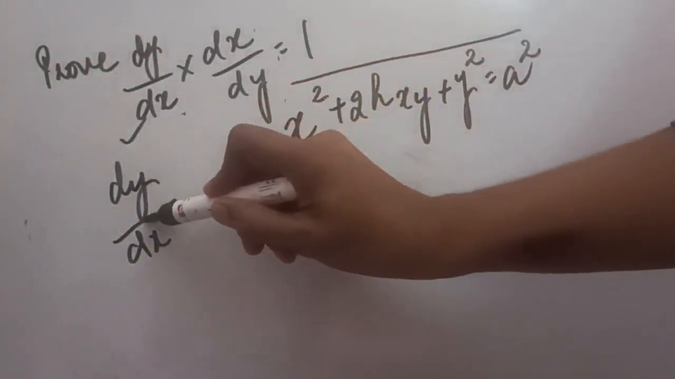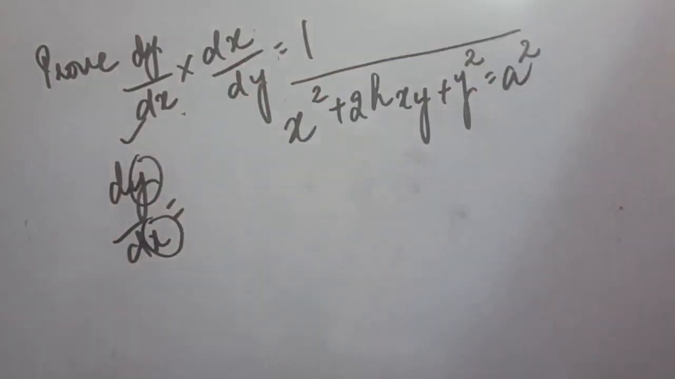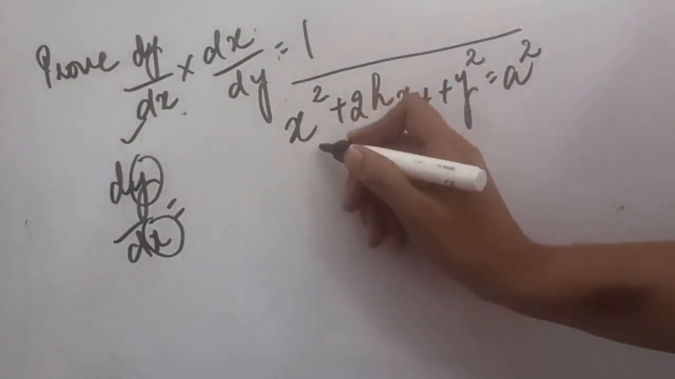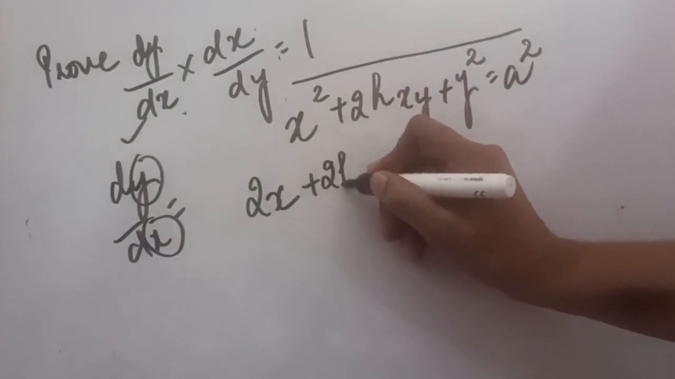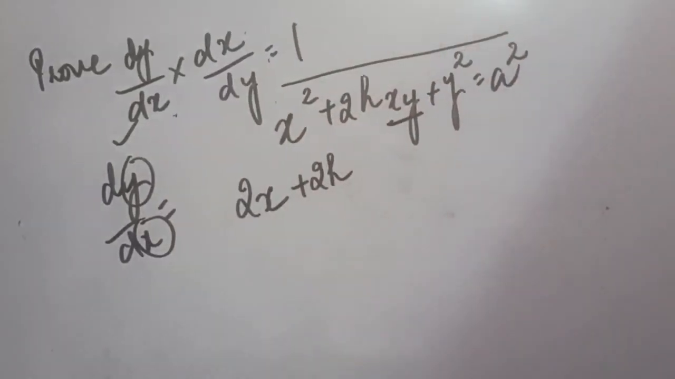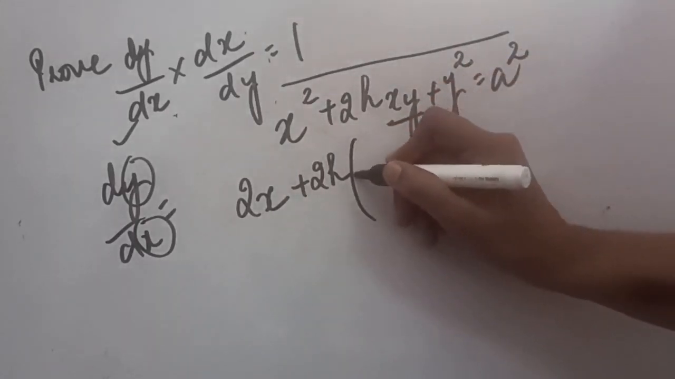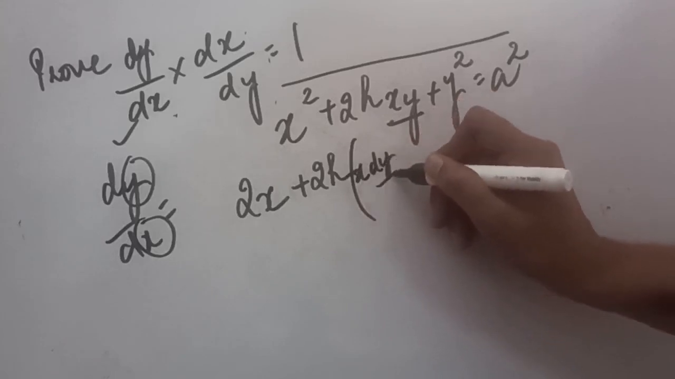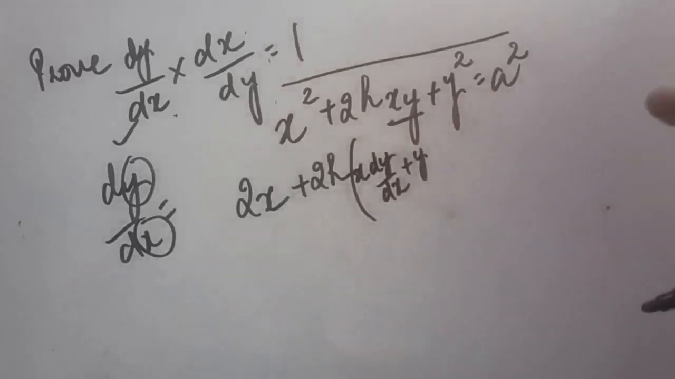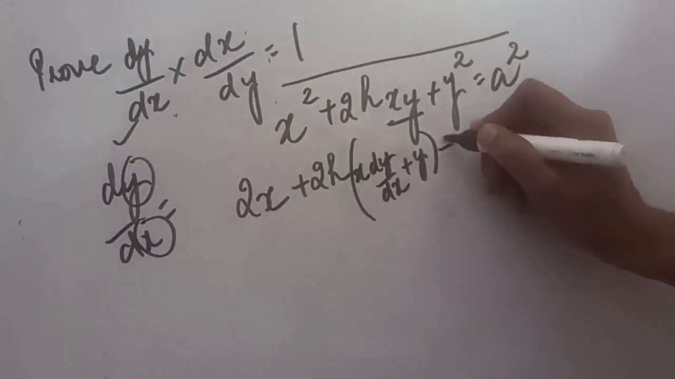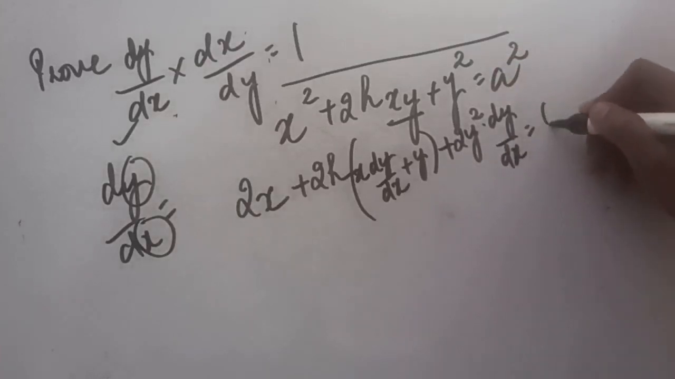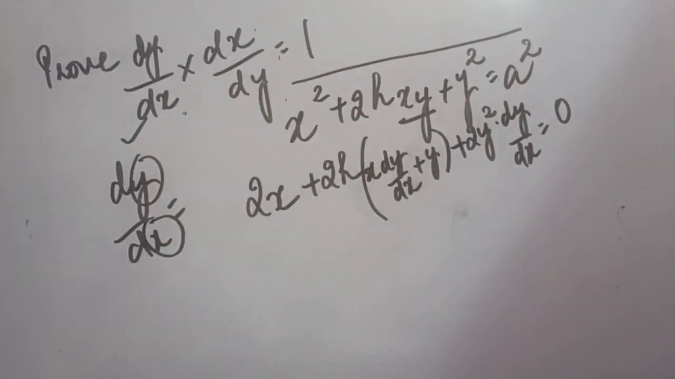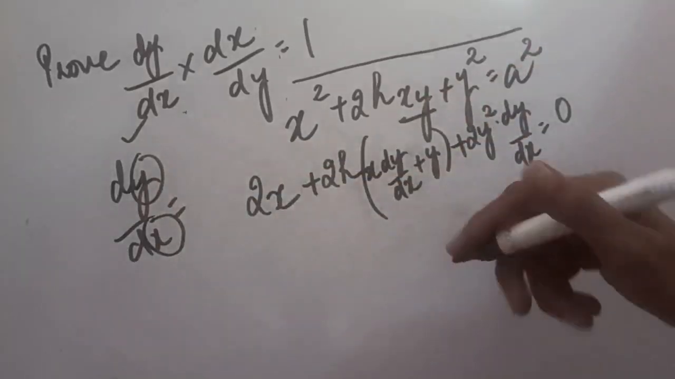We have to differentiate y with respect to x, so differentiation with respect to x has to be taken. If we differentiate this, it will be 2x plus 2hxy. Now for xy, we again have to apply the product rule: x times the differentiation of y plus y times the differentiation of x, which is 1. Then the differentiation of y square will be 2y into dy upon dx, and the differentiation of a square will be 0.